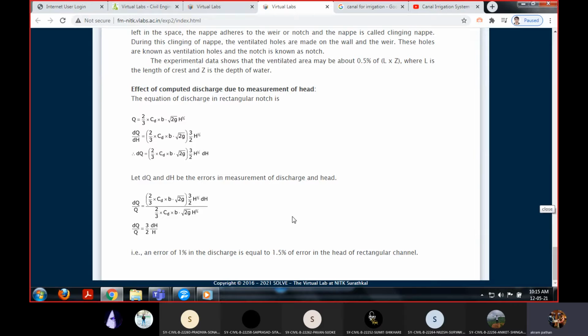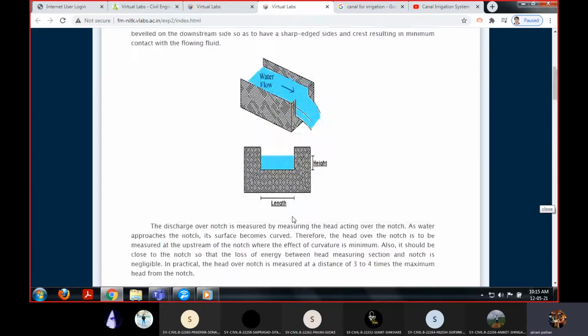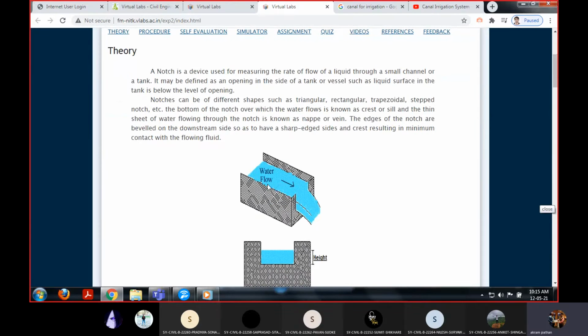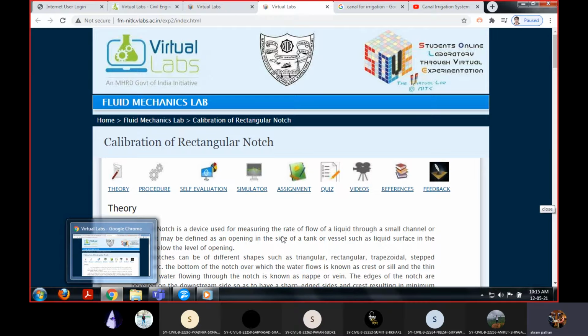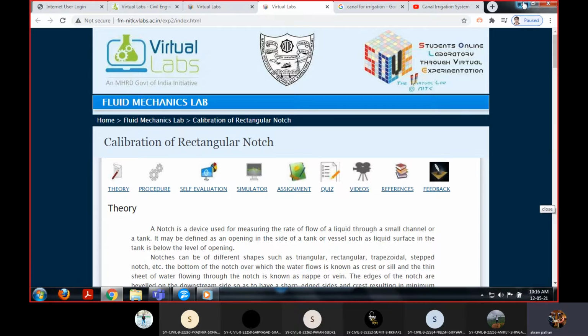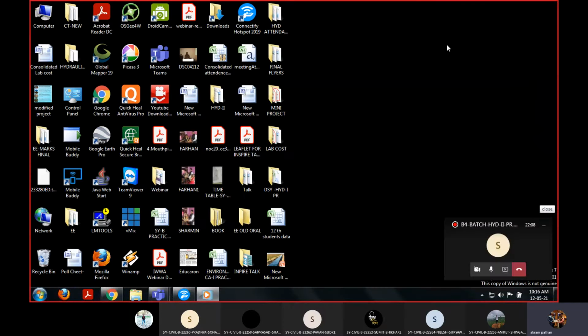In case of the trapezoidal notch, it is the combination of a rectangular notch and a triangular notch. You have to add these two formulae and you will get the discharge through the trapezoidal notch. So this is about the notches and weirs. The notches and weirs are the arrangements made across the channel to measure the discharge. Now I am going to discuss the step-by-step procedure of how to measure the discharge with the help of the triangular notch and weir.